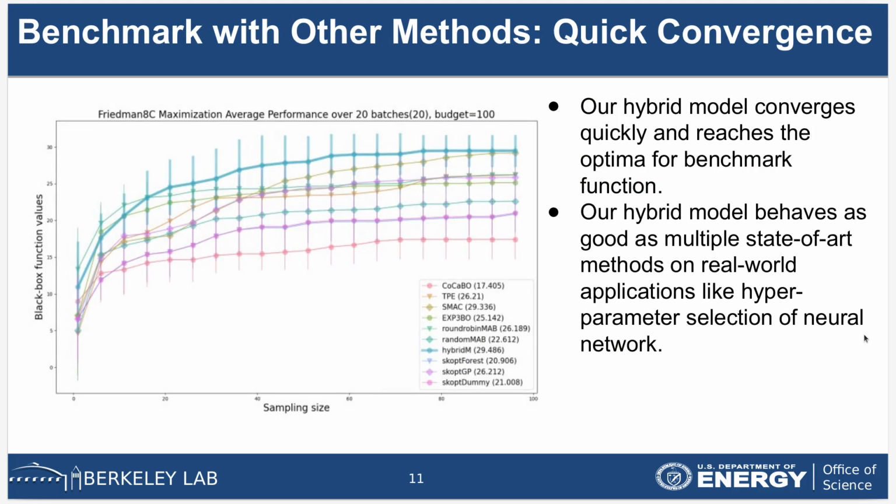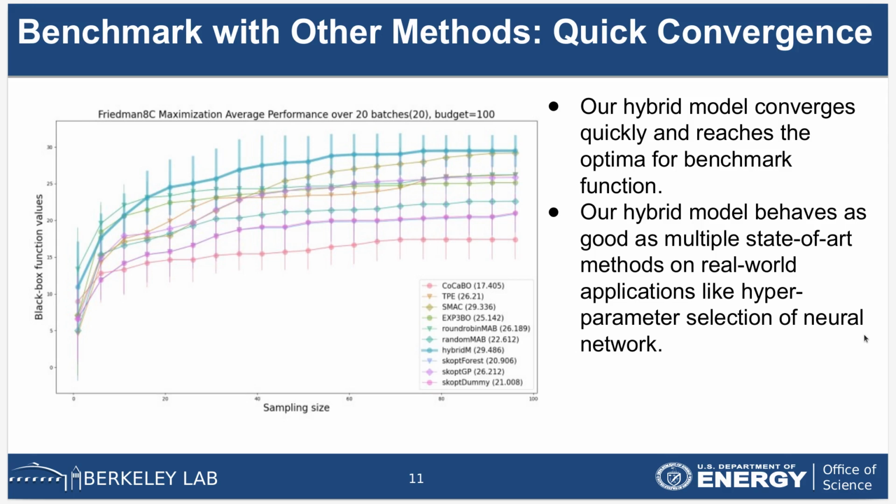So let's also look at this benchmarking. In this benchmarking, we compare our hybrid model, which is on the top, which means it's the best, against several state-of-the-art optimization algorithms that claim to handle categorical variables. Here we repeat the same experiment with different random seeds 20 times, and then let the algorithm run for 100 samples. Our hybrid model converges pretty quickly, and then reaches the optimum for the benchmark function, which is the modified Friedman function with 8 categorical variables.